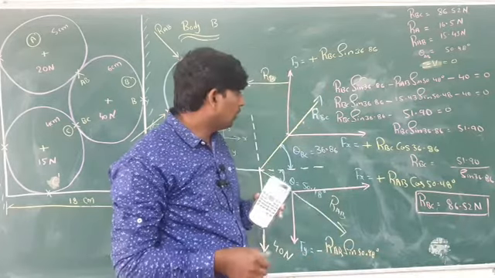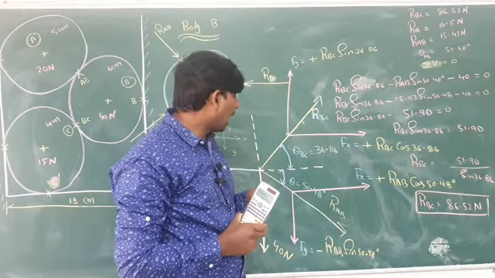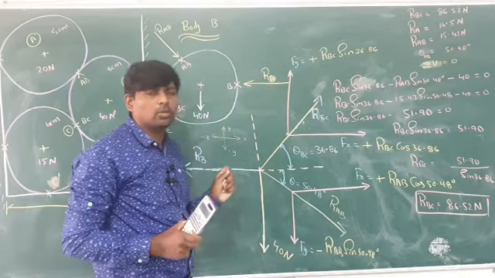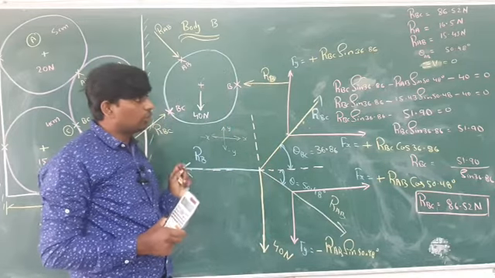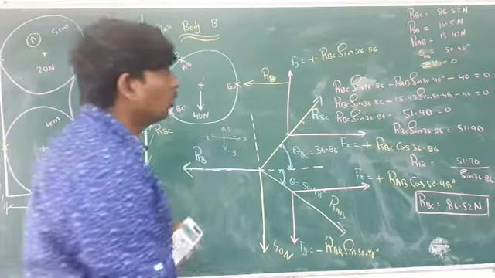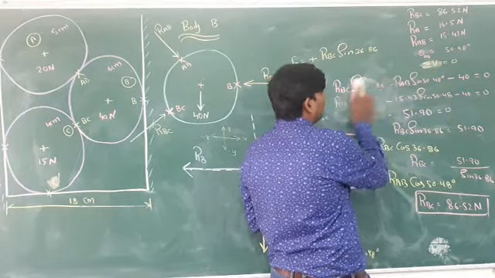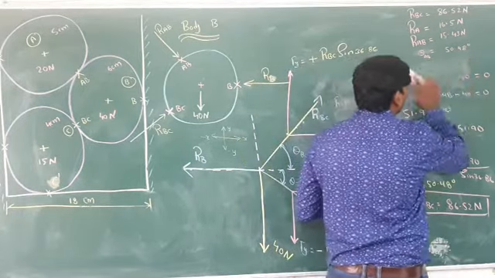Next step, what do you have to find? You got the value of RBC. What is the leftover in sum of horizontal? RB is leftover, so try to find out RB. To find RB, you have gone for sum of vertical, then go for sum of horizontal.